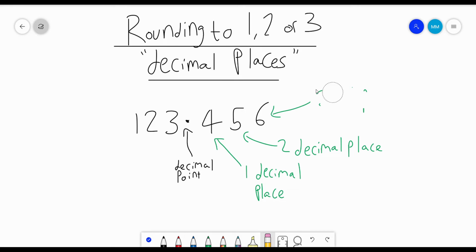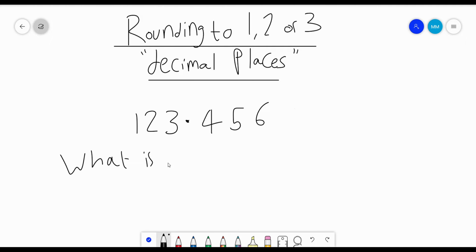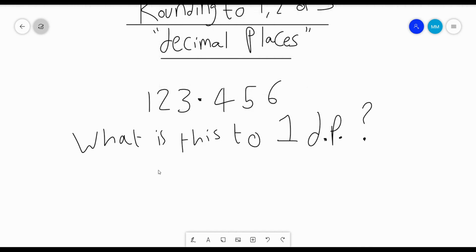So you could be given a number like this, and you could be straight out asked, what is this to 1 dp? In the exam, they're going to call it decimal place. They're not going to be cruel and expect you to know the shorthand, but it is worth knowing the shorthand. Saves you writing. What is this to 1 dp?